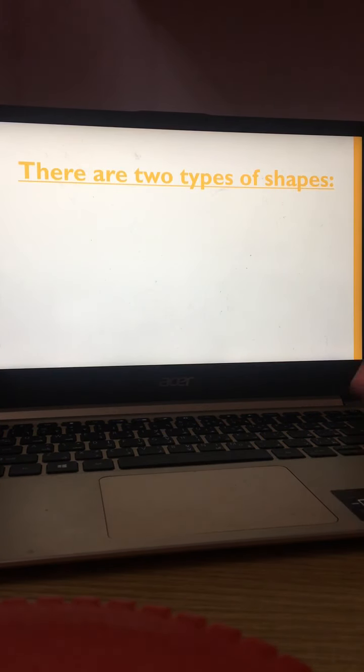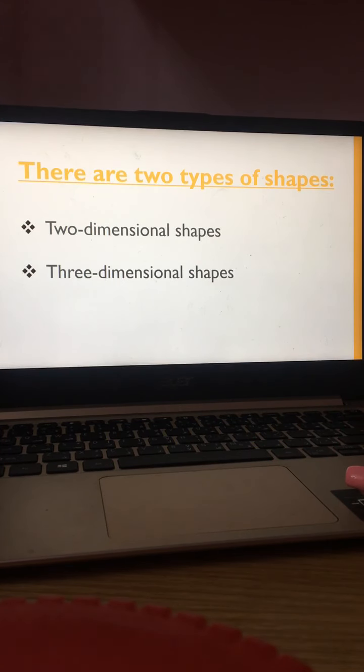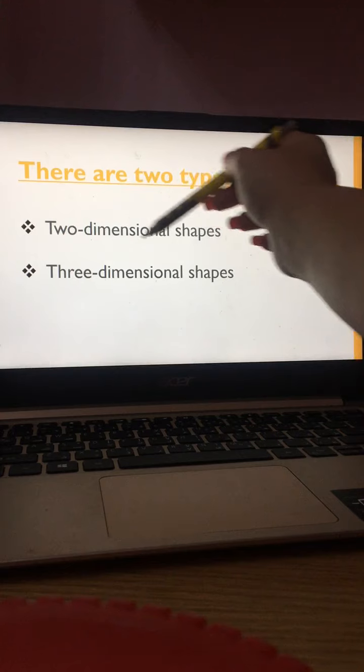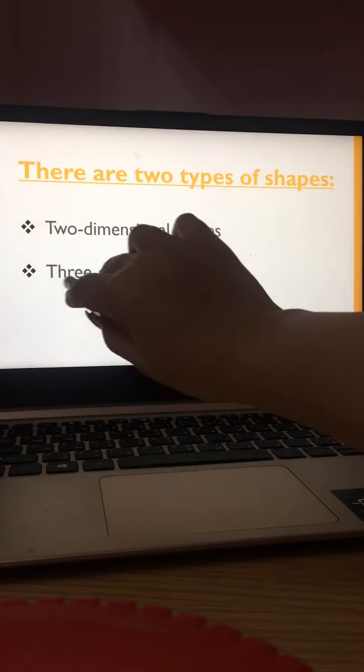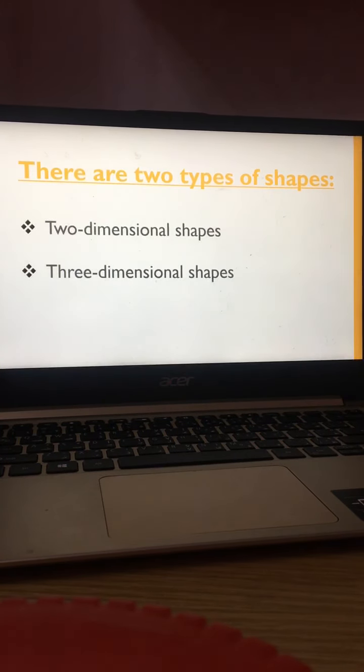First of all, there are two types of shapes: two-dimensional shapes and three-dimensional shapes. Again, when I talk about shapes, you have to know that we have two types. The first type is the two-dimensional shapes and the other type is three-dimensional shapes. Okay, great.